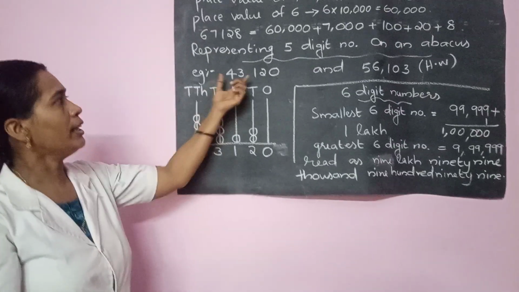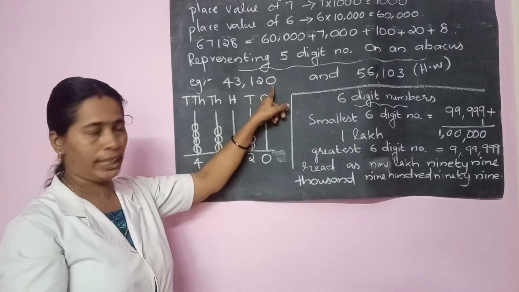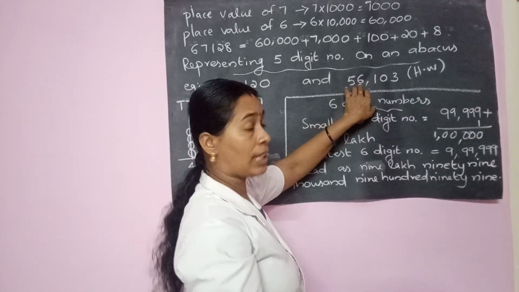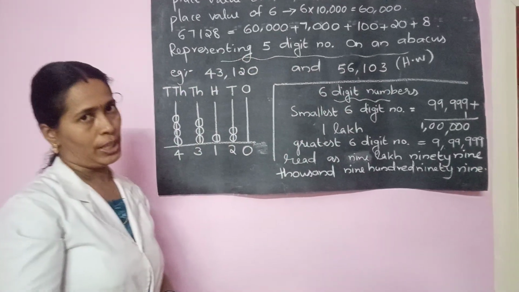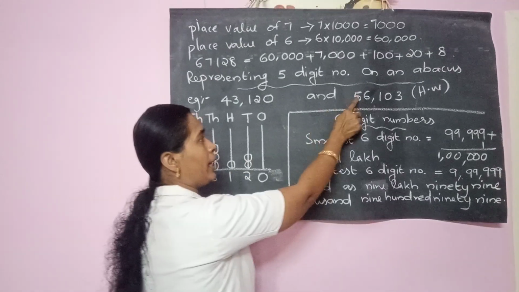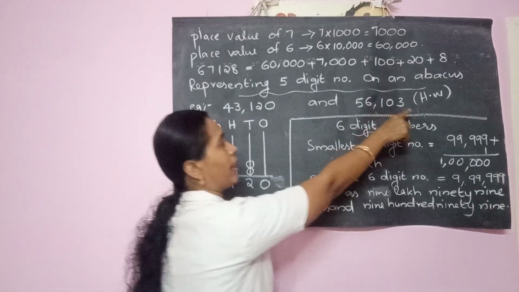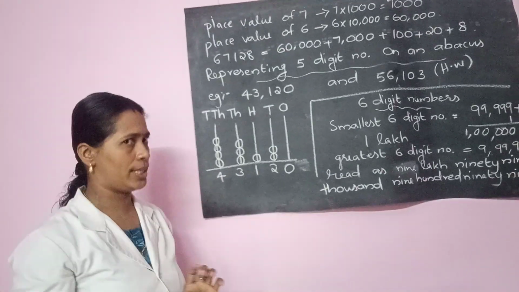Same method. Here we have to represent 43,120 and 56,103 on an abacus. So, for that, one is done by me. The remaining question as homework. That already teacher has noted here. 56,103 you have to do yourself.